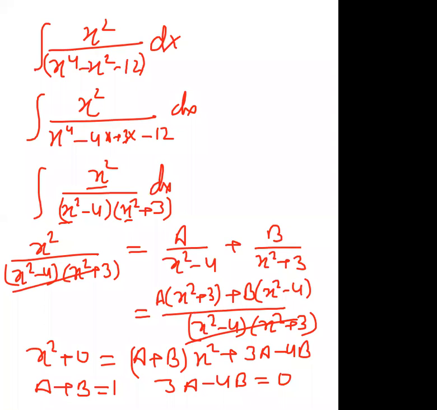So we have the conditions that a plus b equals 1 and 3a minus 4b equals 0. I need to write this on the next sheet. a plus b equals 1, 3a minus 4b equals 0. Now we need to simplify these equations.